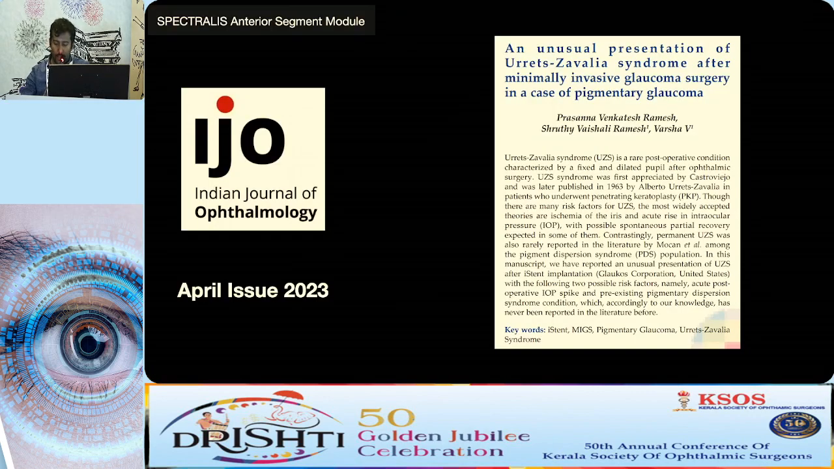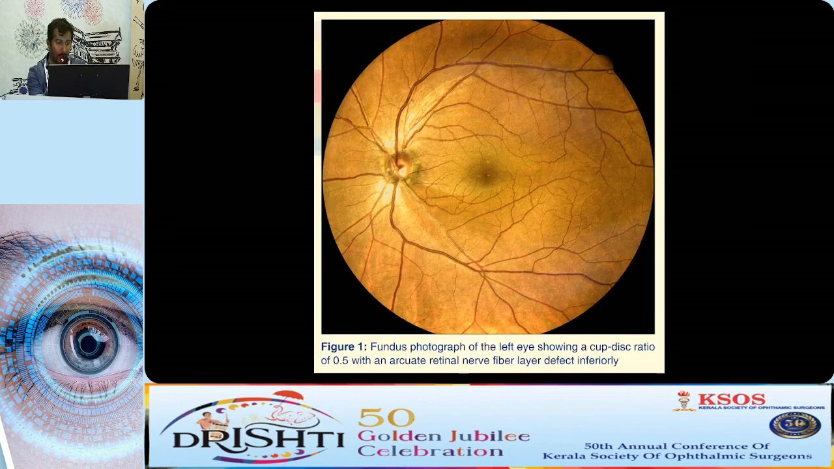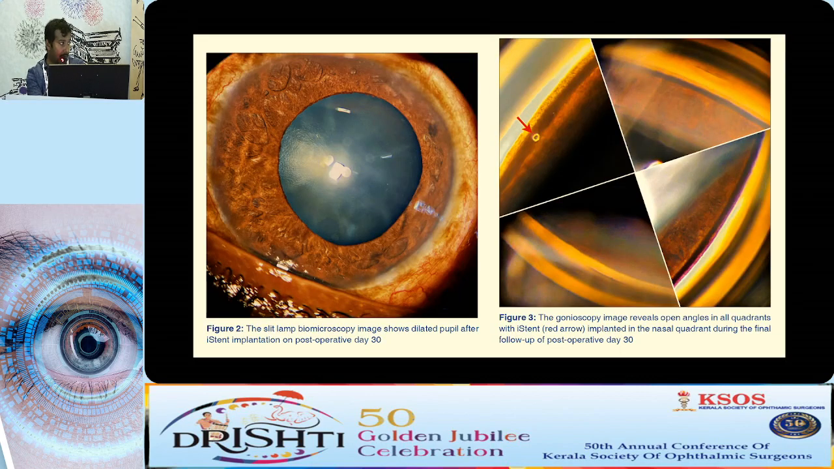And he had an unusual post-op where a patient after MIGS developed Uret-Zavalia syndrome, which usually happens after a very high IOP spike. So it is also possible to have such a complication. And that patient also developed an arcuate RNFL defect. So this is that patient who had an iStent, but after the surgery, he developed Uret-Zavalia syndrome.